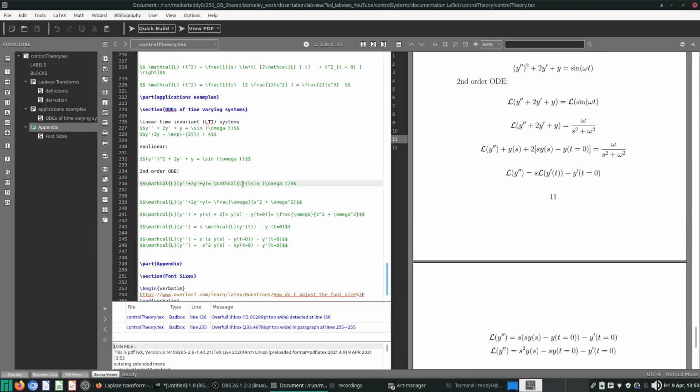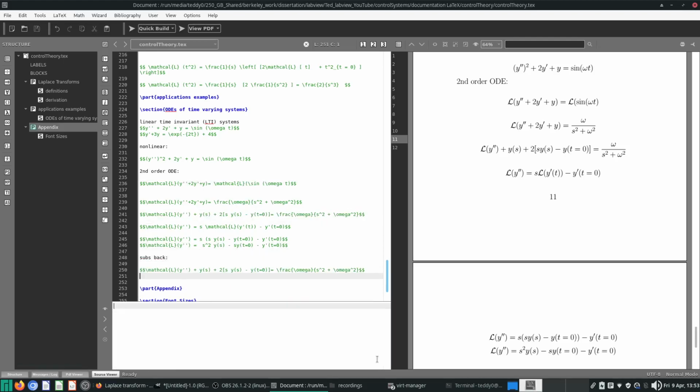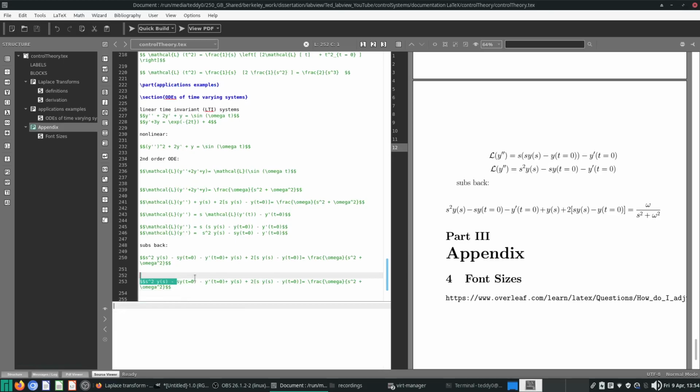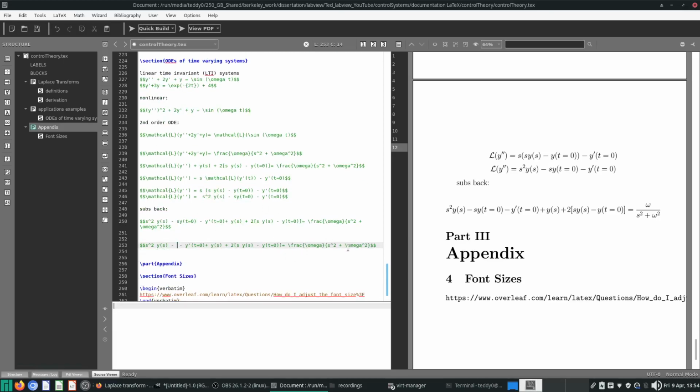So we can just substitute this back into this Laplace transform here. Then we will move all of the terms, y at t equals 0 and y prime at t equals 0, to the right hand side. Why? Because then we can factorize out this y of s. So we can just move it all to the right hand side.